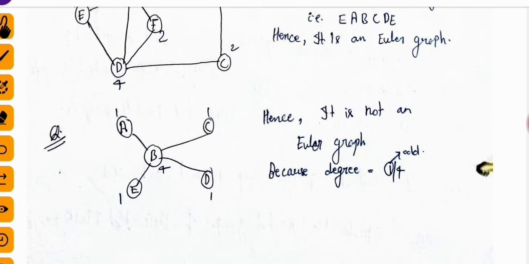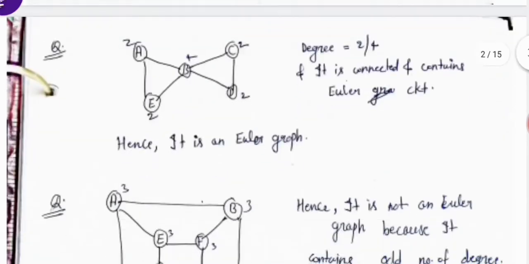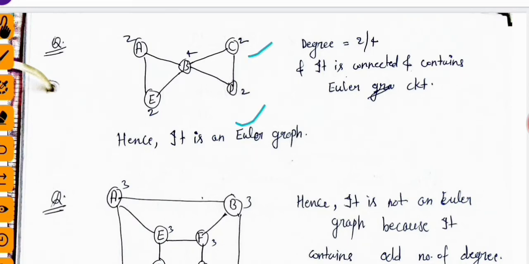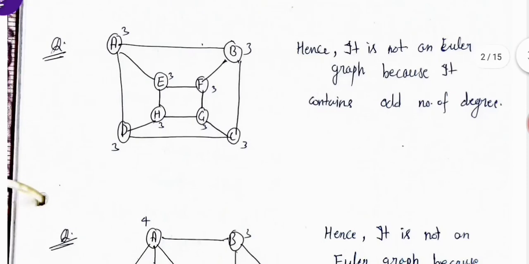Now come to the next question. Here the degree is given like that: vertex A has degree 2, B has 4, C has 2, D has 2 and E also has 2. So we easily say that it is your Euler graph, and it also contains the circuit, so your Euler graph exists. Now the next question is defined like this. Is this an Euler circuit or not?